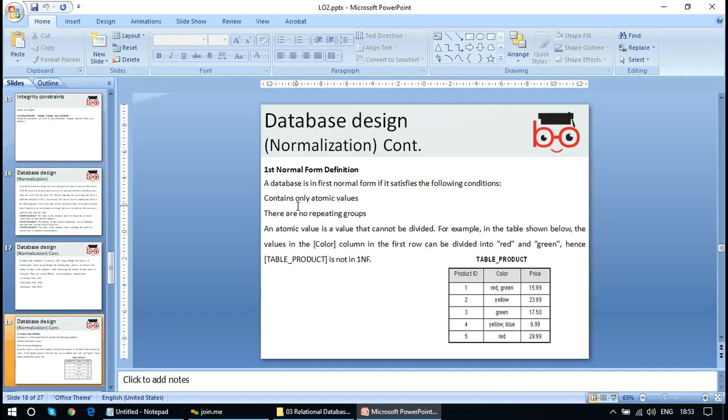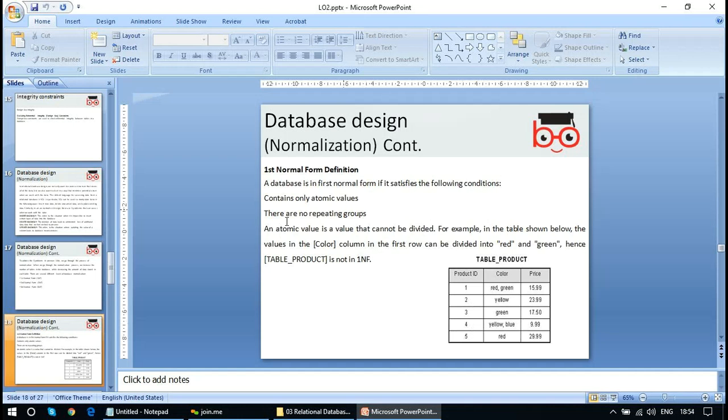A database is in first normal form if it satisfies the following conditions: it contains only atomic values, and there are no repeating groups. An atomic value is a value that cannot be divided. For example, here you have product ID 1, 2, 3, 4, 5, color red, green, yellow, blue, red, and a price. Now look here, product ID 1 has two colors, red and green. Product ID 4 has yellow and blue.